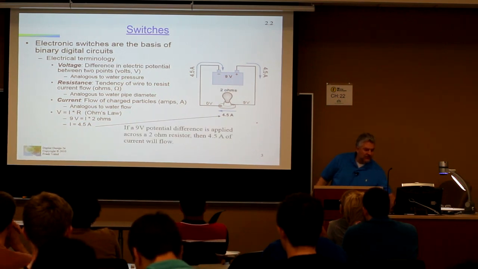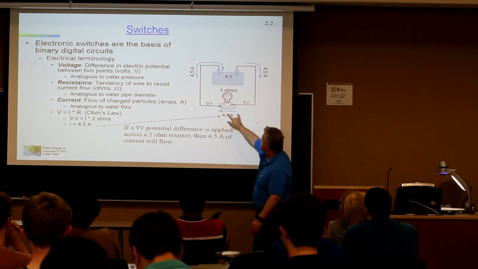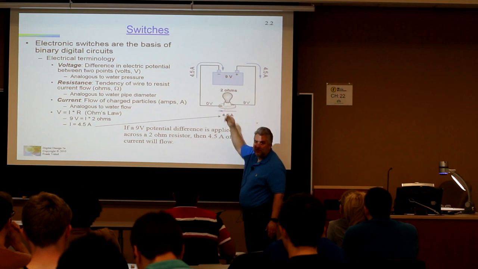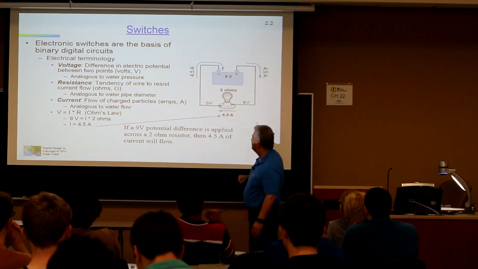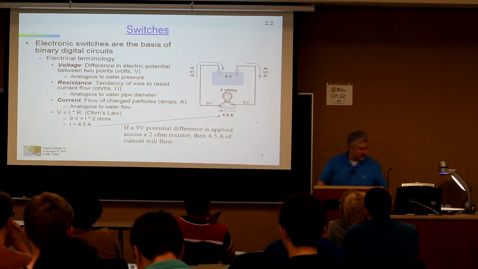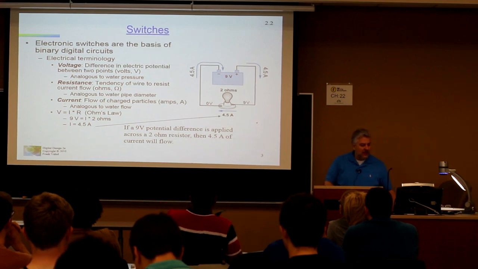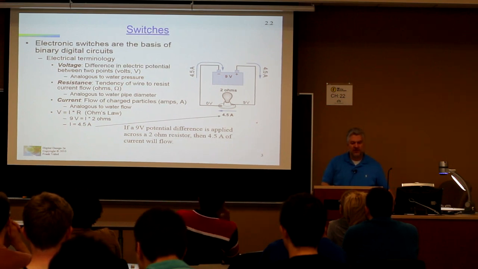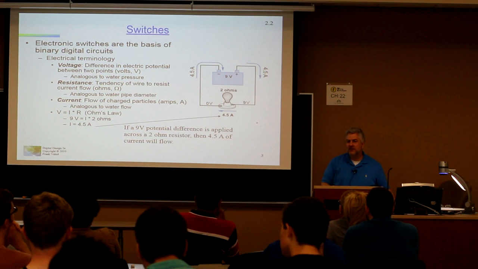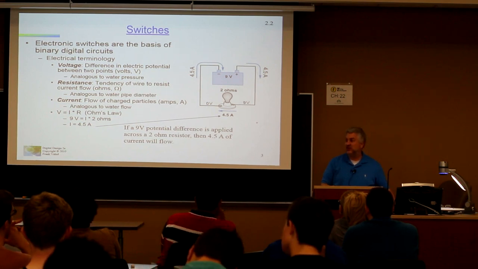The 9-volt potential is applied across this resistor, which in this case is a light bulb, an incandescent light bulb. 3.5 amps of current will flow. Is 3.5 amps a lot of current? The answer is yeah, that's a lot of current.